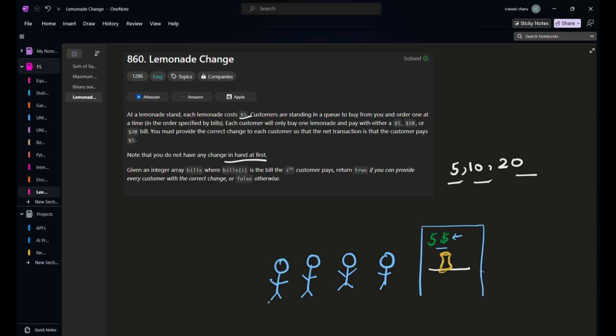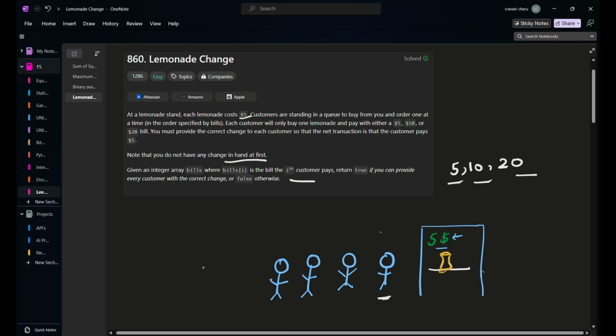So there's an array given as bills. So if this is the ith customer, he pays the ith amount. So what are you supposed to do? If you are able to return the exact change to all the customers who are in the line, then we return true. Otherwise, we return false. So that is what we are supposed to do.